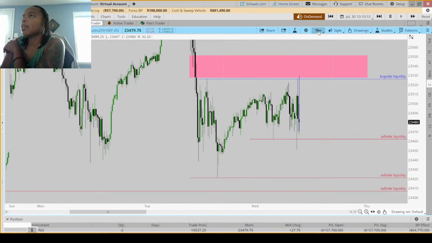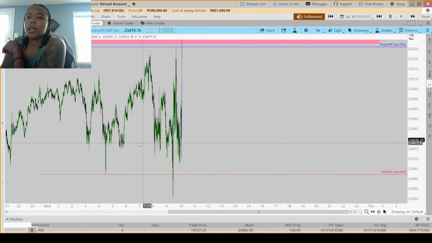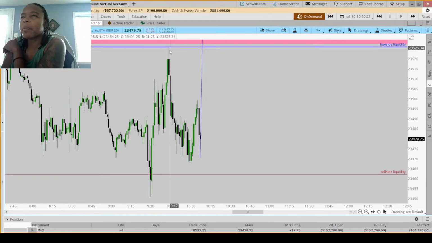This liquidity taken. Then in the morning, once it took it at 9:30, it ran up. We got a nice shift. Like I said, this would have made me uncomfortable, but because it was so shallow, it's possible for them to do it again.